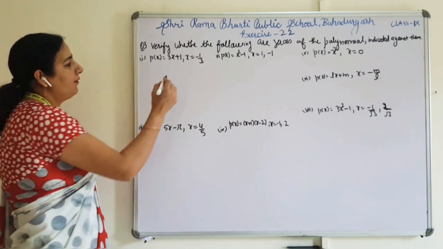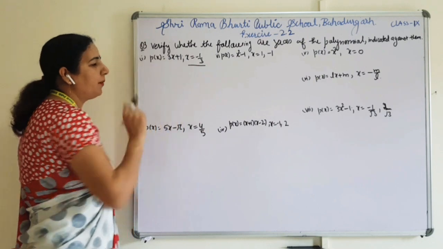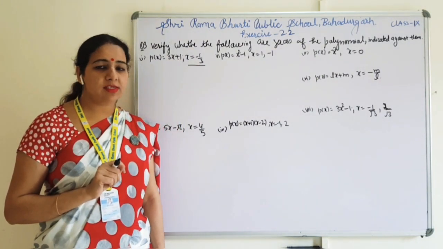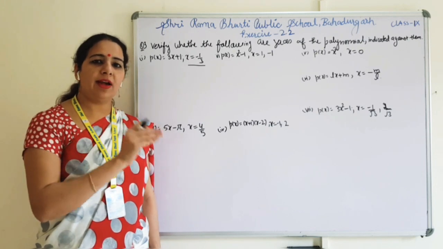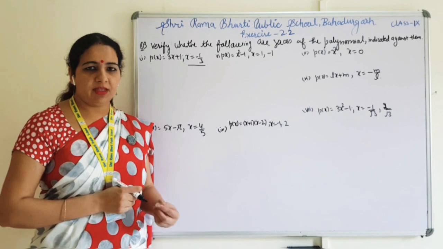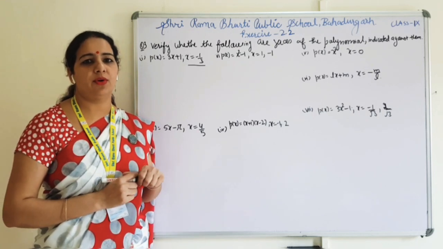So they have written one value here. You just check that it is a zero of the polynomial. When will it be the zero of the polynomial? We have discussed it. When you put the value in the polynomial and if the answer turns out to be zero, then it will be the zero of the polynomial. Otherwise, it will not be the zero of the polynomial.